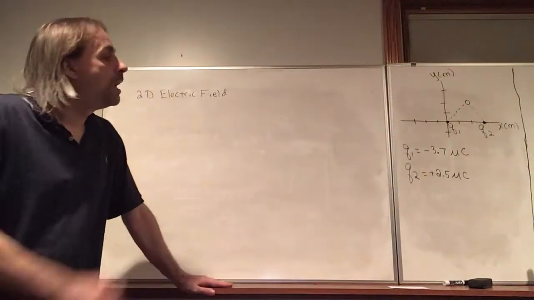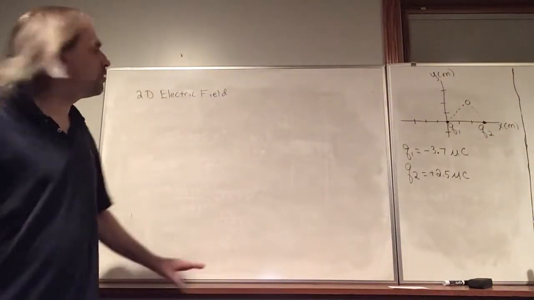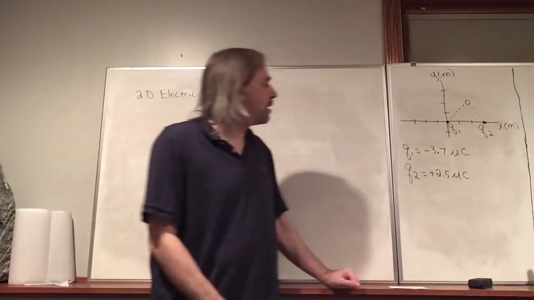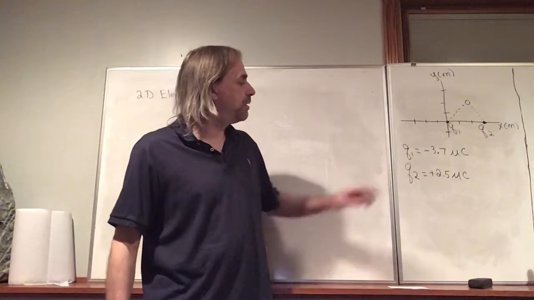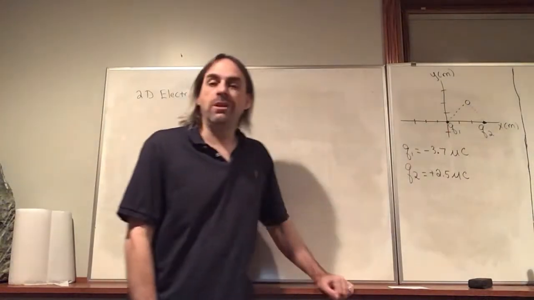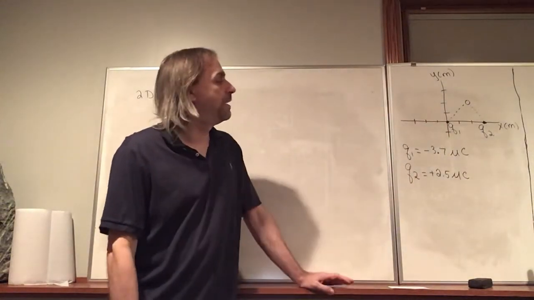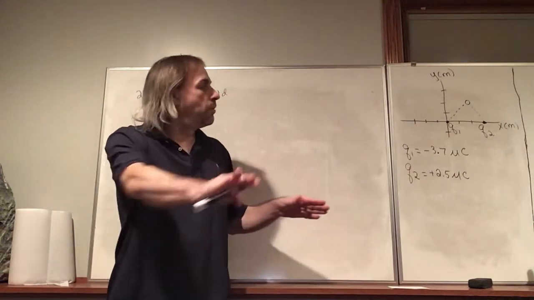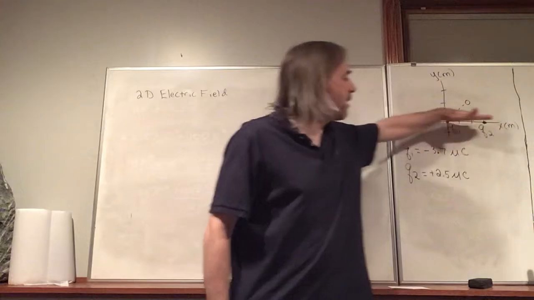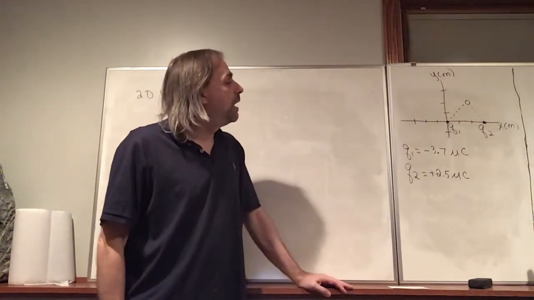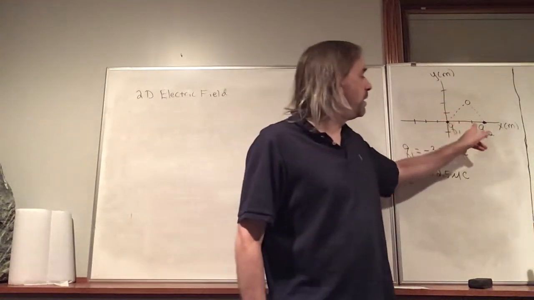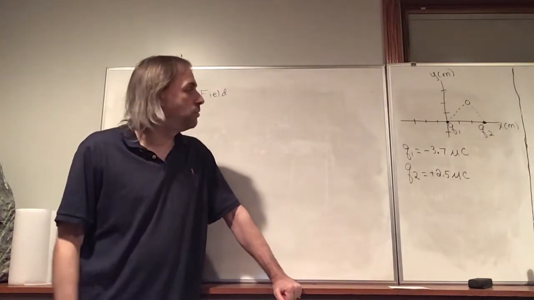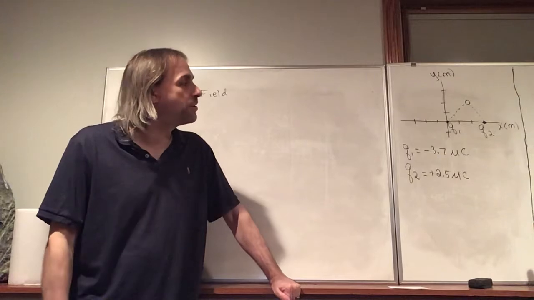Okay, so let's get into a practice problem here. On the board we've got two charges, Q1 and Q2. Q1 is negative, Q2 is positive. If you have two charges, you can always draw a line through them, so we'll make that our x-axis. They're separated by 3 meters, so we'll put Q1 at the origin and Q2 at x equals 3 meters.